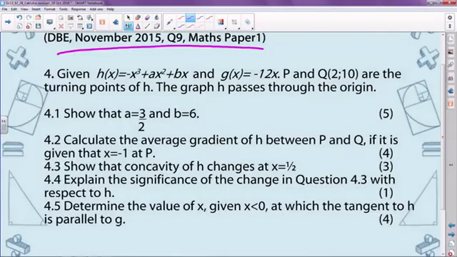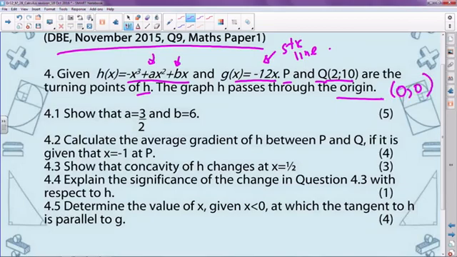We are given that a function h of x, which is a cubic function, we can see that it's got two unknown values. It's got two variables, a and b. And we've got the line g of x, which is equal to minus 12x. We identify straight away that that's a straight line or a linear function. And we are told that P and Q, which has coordinates 2, 10, are the turning points of the graph H. The graph H passes through the origin, so that tells me both the x and the y intercepts at that point are going to be 0. Okay, so it passes through the point 0, 0. Show that a is equal to 3 over 2 and b is equal to 6.